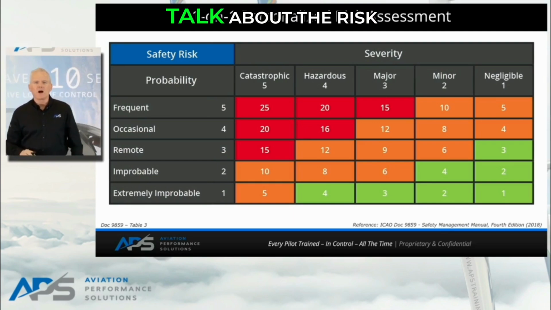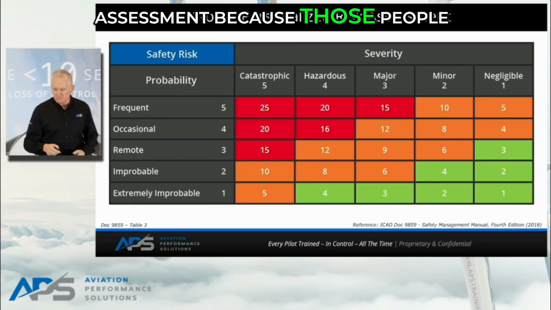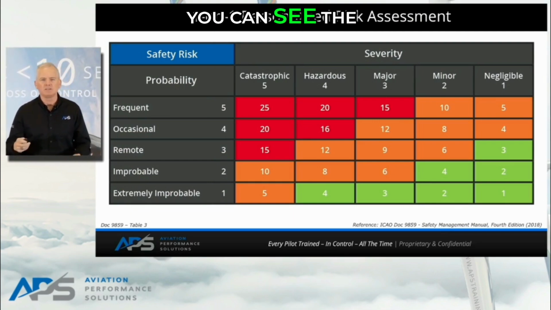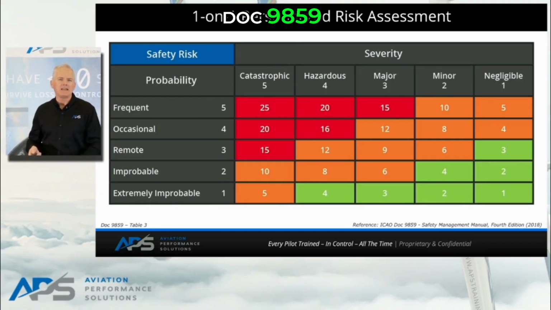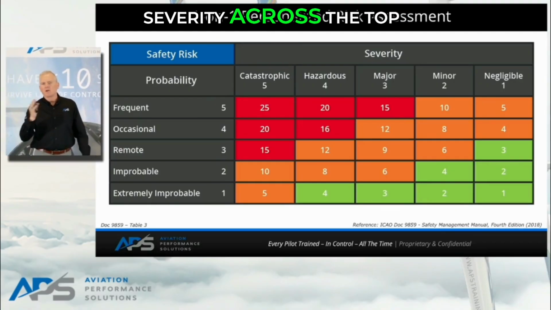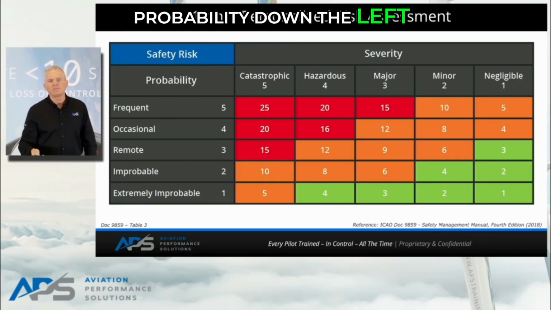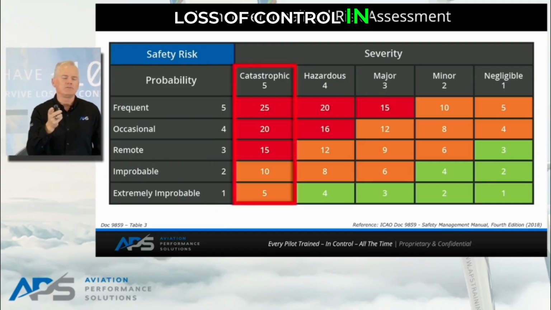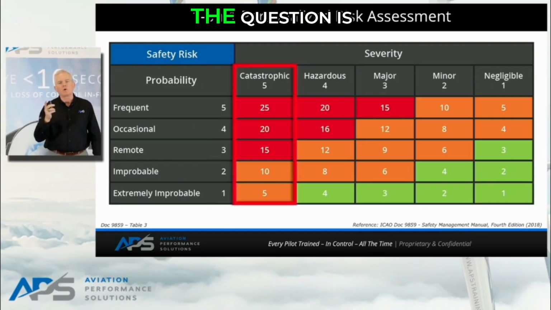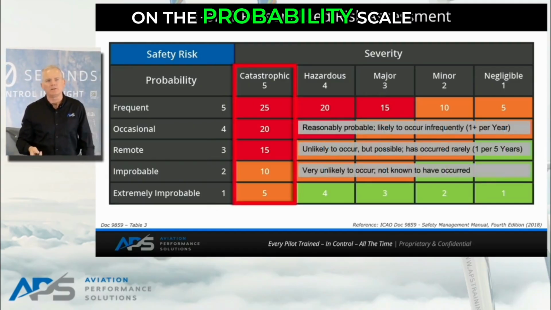So let's very quickly talk about the risk assessment, because those people who are keen on risk assessment, you can see the standard matrix from ICAO Doc 9859, severity across the top, probability down the left. And as we saw, loss of control in flight is almost always catastrophic. The question is, where does it live on the probability scale?